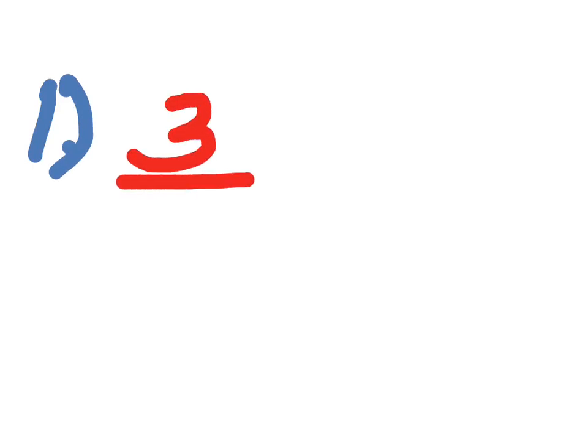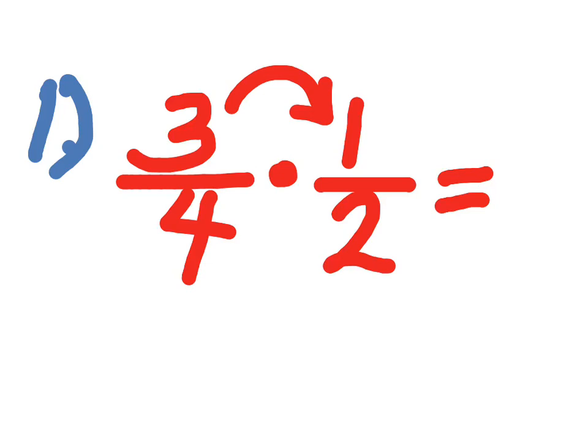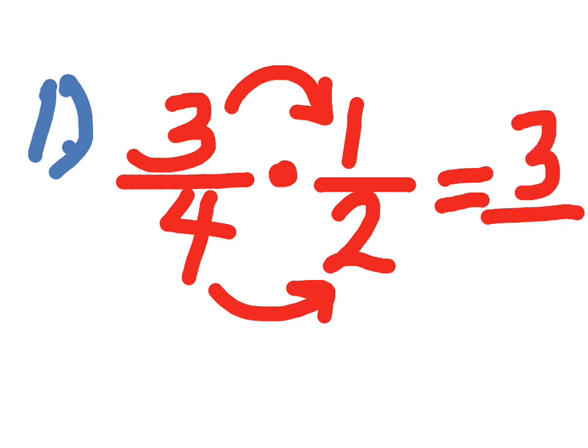So 3/4 times 1/2. Multiplying a fraction times a fraction. So what you're going to do is multiply numerator times the other numerator and denominator times the other denominator. So 3 times 1 is 3 and 4 times 2 is 8.